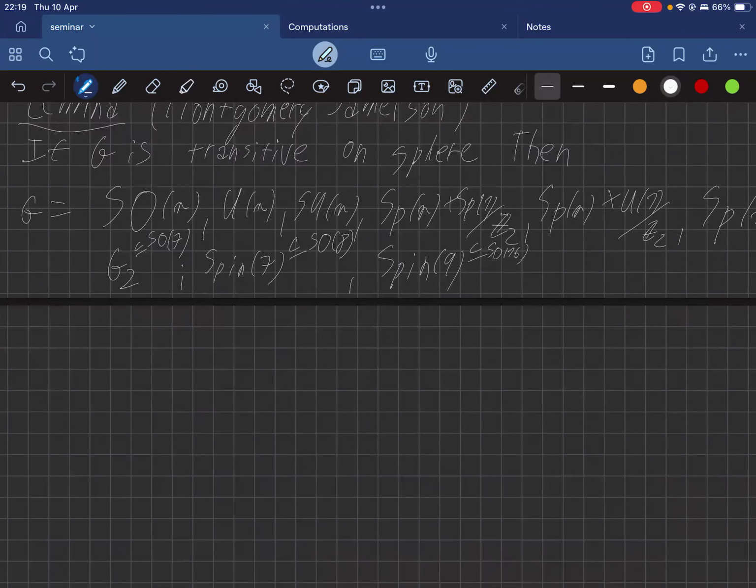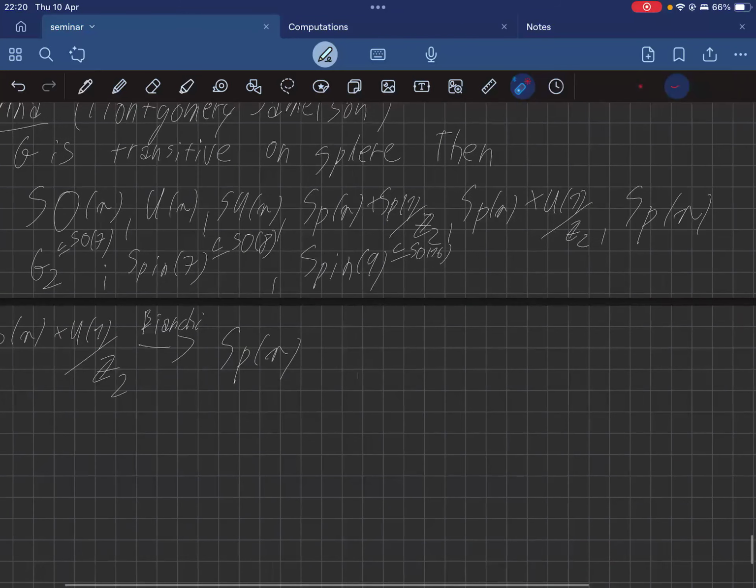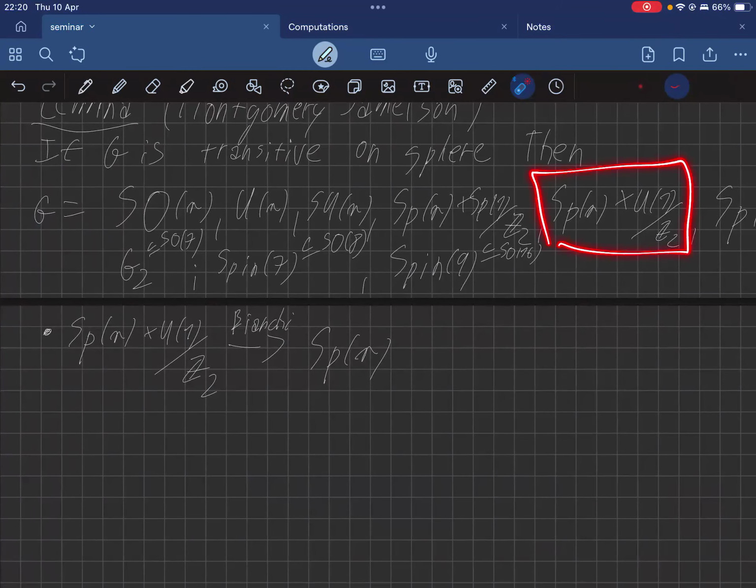So actually the answer is no. So there are 2 obstructions to that. First is, if you consider this group, Sp(n) times U(1) over Z2, Berger showed that if you apply Bianchi identities, you can actually get rid of this factor U(1), and you're just gonna get Sp(n), which means whenever Sp(n) times U(1) would appear as a holonomy, well, because you have Bianchi identities, you are actually secretly in just Sp(n). So these guys cannot be a holonomy group.